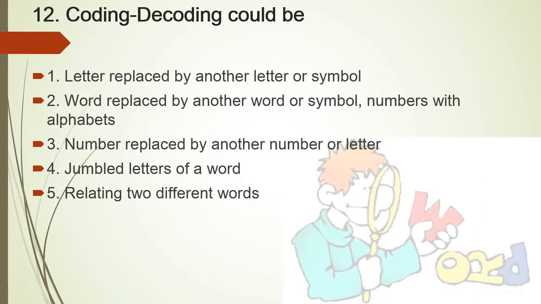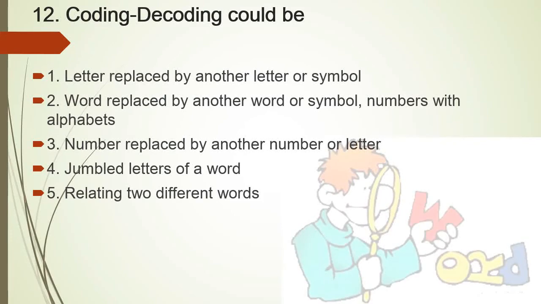Coding and decoding could be, first, a letter replaced by another letter or symbol. So in this, a letter A or B or C and so on could be replaced by another alphabet or some other different symbol. Second one is a word replaced by another word or symbol, or numbers with alphabets. So a word could be replaced by another set of letters or some other word, and sometimes by symbols or numbers with alphabets. Third one is a number replaced by another number or letter. So for coding purposes, a number could take the form of a different number based on a logical order or sequence, or it could take the form of a letter based on some logic.